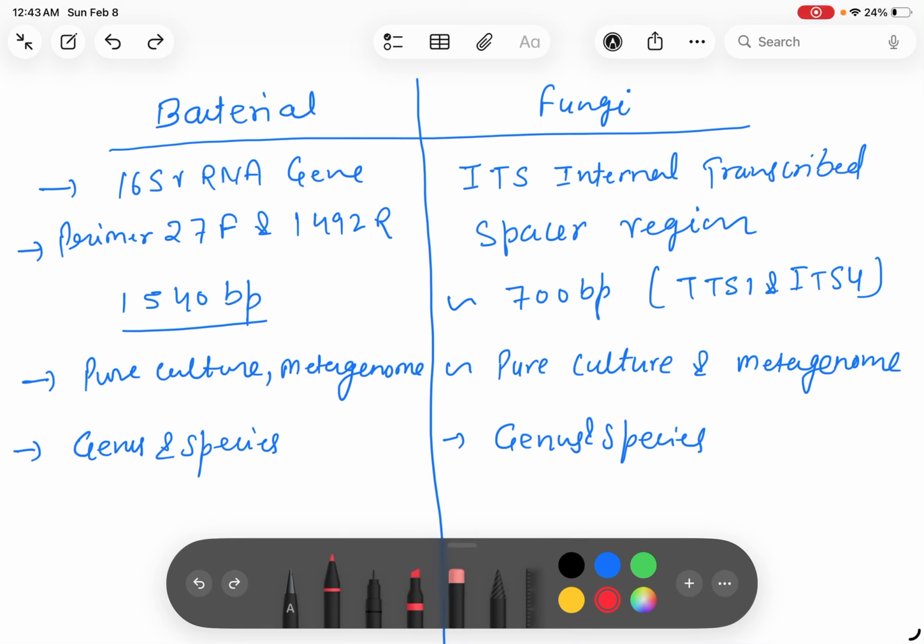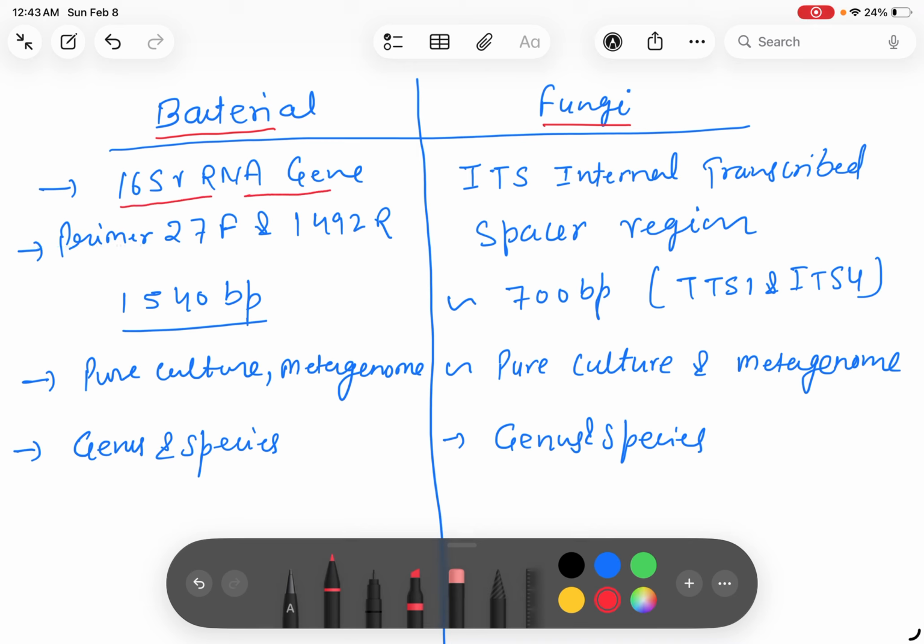Hi everyone. Here we are discussing the bacteria and the fungi. So how will we identify the bacteria and the fungi in the laboratory on the basis of their molecular characteristics? For bacteria, if we want to identify them in the lab, we can target the 16S rRNA gene.